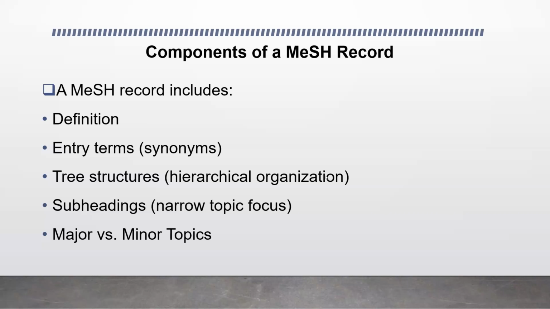And then after the hierarchical organization or the hierarchical structure, you can see the subject headings. These are the narrow, specific topics. The subject headings are the narrow or specific subtopics under that particular concept that you have searched. And then you can see major and minor topics under MeSH records. So this is the information that you will see once you search in a MeSH database.